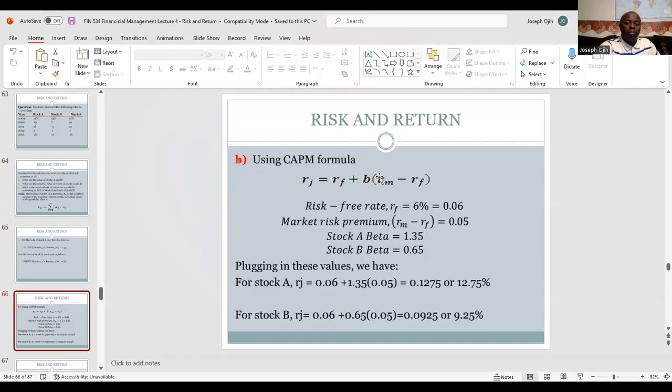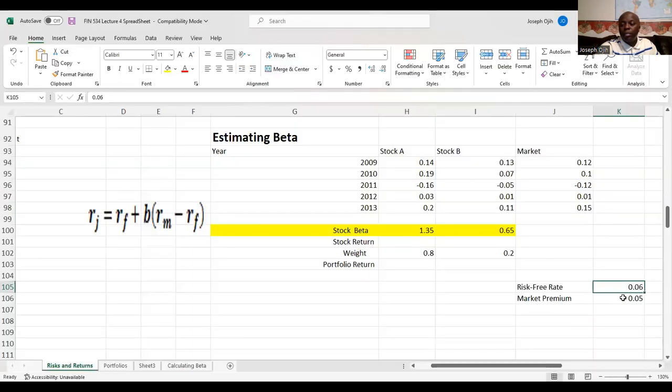Remember, the whole of everything in this parenthesis constitutes the market risk premium, which is 5%. And the risk-free rate is 6%. So I have it in Excel here. The risk-free rate is 6%, market premium is 5%. So the required rate of return for the two stocks, we calculate it using this formula here. RJ equals RF plus beta times (RM minus RF). But all of this part is given to us already as 0.05, which is the market premium.